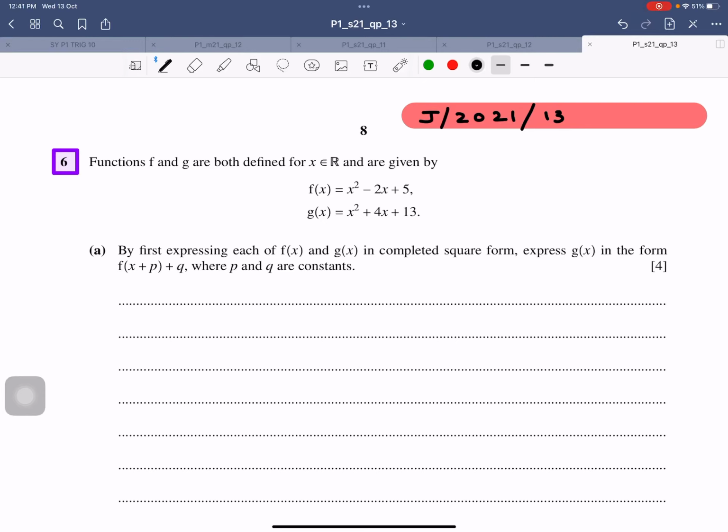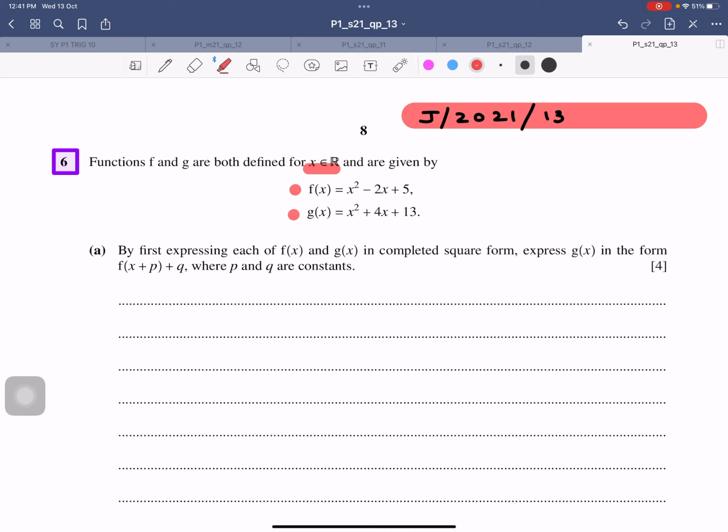Let's look at this question of functions. The question says, functions f and g are both defined for this domain. x is an element of real numbers. That means all real values of x. f(x) is quadratic, g(x) is quadratic.